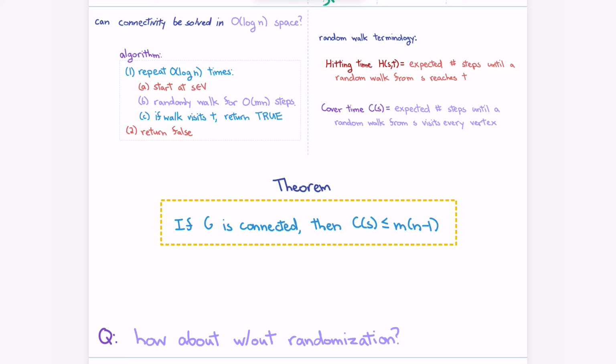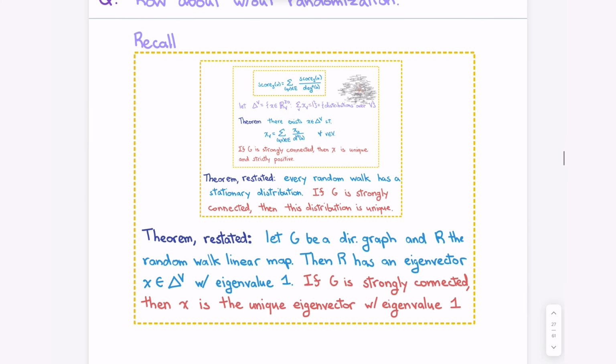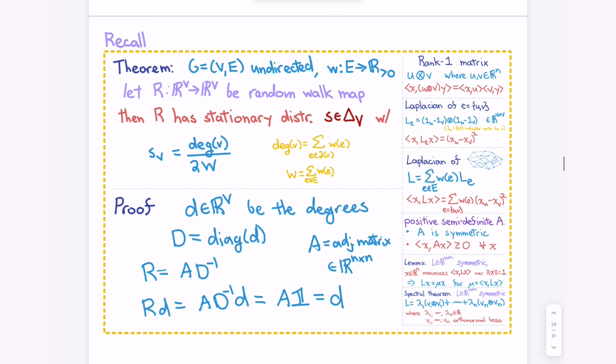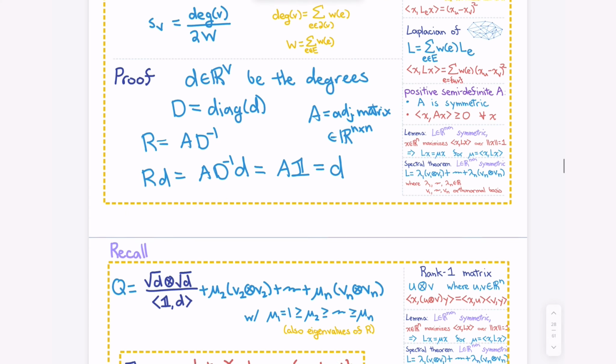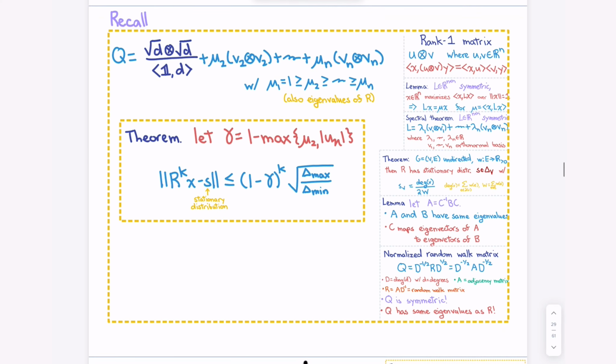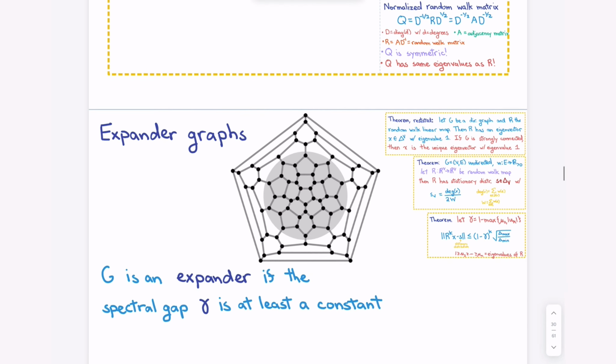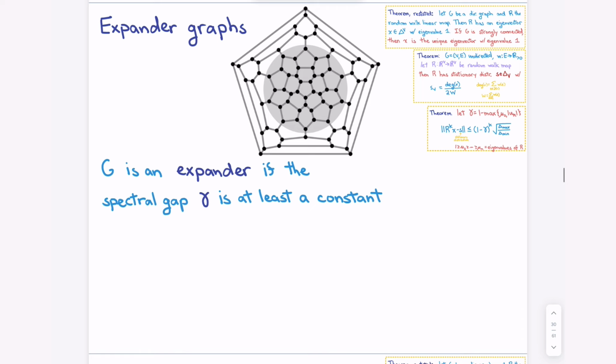Good. So we know this stuff about stationary distributions and strongly connected graphs. We also showed previously that an undirected graph always has a stationary distribution proportional to the degrees. Those are two facts. And we also know this convergence rate. So those are three things to keep in mind as I introduce expander graphs.